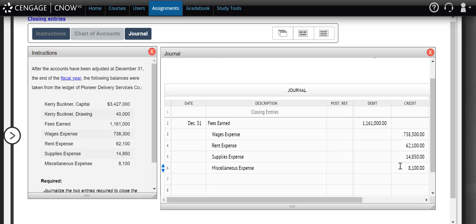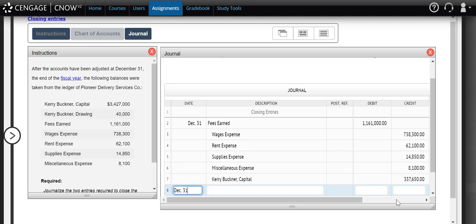So revenues minus expenses gets us net income. Our net income on our income statement is carried down to our statement of owner's equity, and net income on our statement of owner's equity is added to that owner's capital value. So we're going to do the same thing. Our owner's capital, Carrie Buckner capital, is going to increase, but not by that $3.4 million. That's what her balance is now. We're not touching that value. All we're going to do is adjust that value through this process. What we're going to increase her capital balance by is the net income, the difference between the fees earned of $1,161,000 and the total expenses of $823,350. So our net income for the year was $337,650.